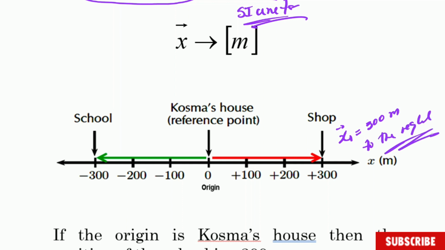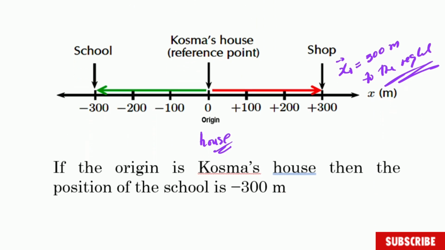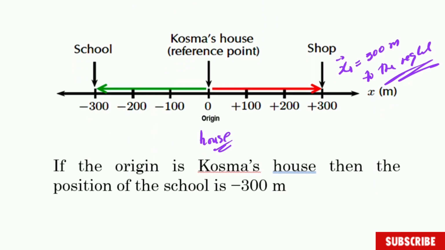Now, remember, we learned about direction. It doesn't need to be to the right. It could be 300 meters east, for example, east of the house. This one is the house of Cosma. You can see it there. Let me move up because there is some important note.